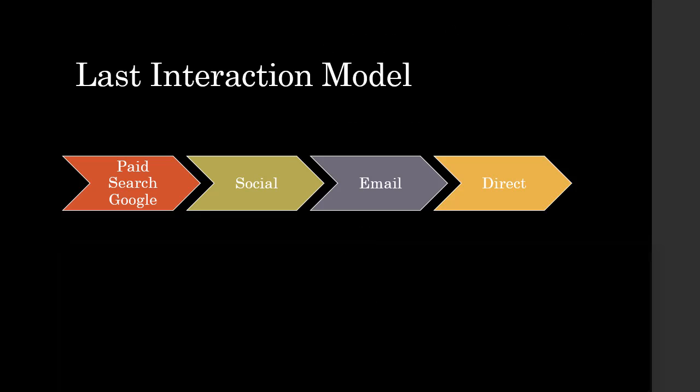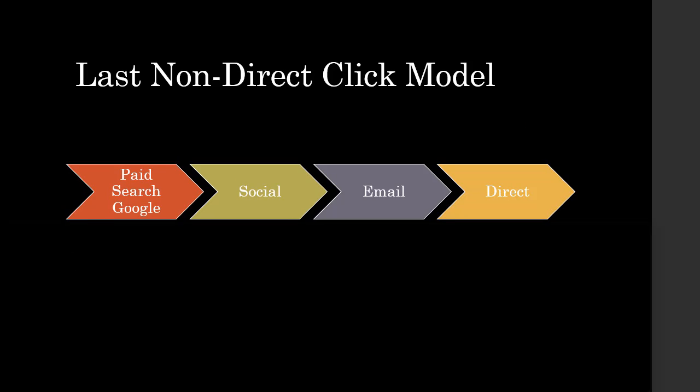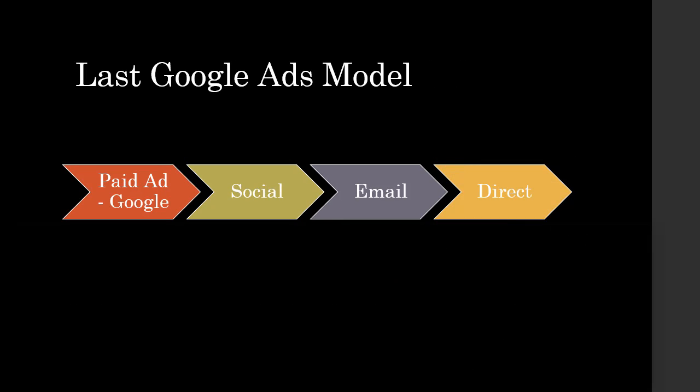In the last interaction model, all of the credit for conversion goes to the last channel that user came through. In our example, that'll be the direct channel. In the last non-direct click model, all of the credit goes to the channel closer to the sale, which is not direct. In our case, that'll be email. In the last Google Ads model, all the credit goes to the last ad on Google that the user interacted with. All the other channels are ignored.